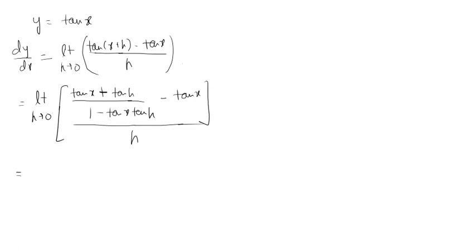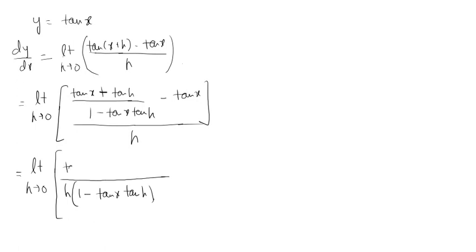So I can simplify it. I can write it as limit h tending towards 0 into, in denominator I can write h times 1 minus tan x into tan of h, and in numerator I will have tan x plus tan h minus tan x plus tan square x into tan h.